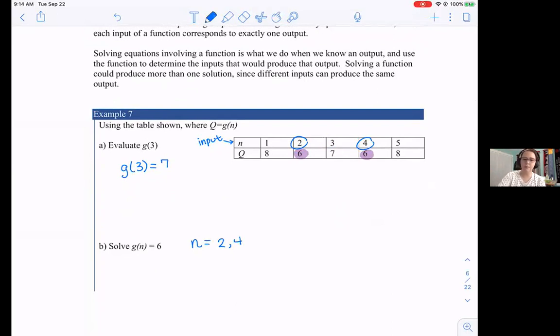When we list multiple inputs, we like to put a comma in between them, kind of like we did for quadratics back in AGS2. I think another way I wrote it to accept was g of 2 equals 6, comma g of 4 equals 6, something like that. Any questions on how we got the solution for A or for B here?